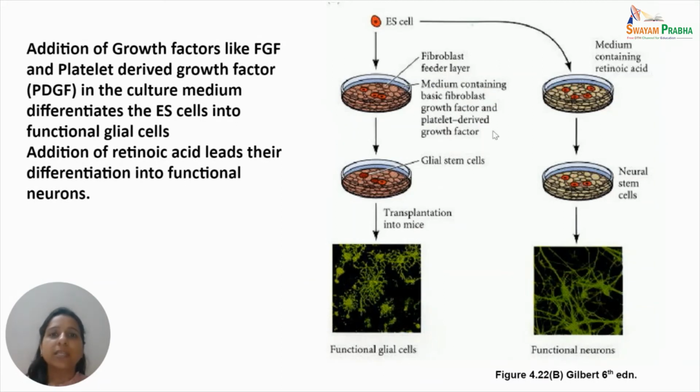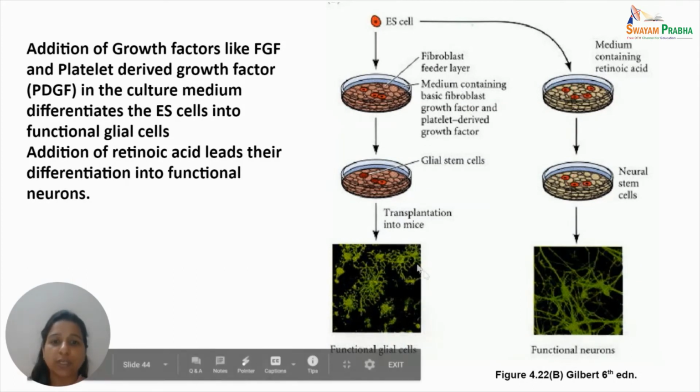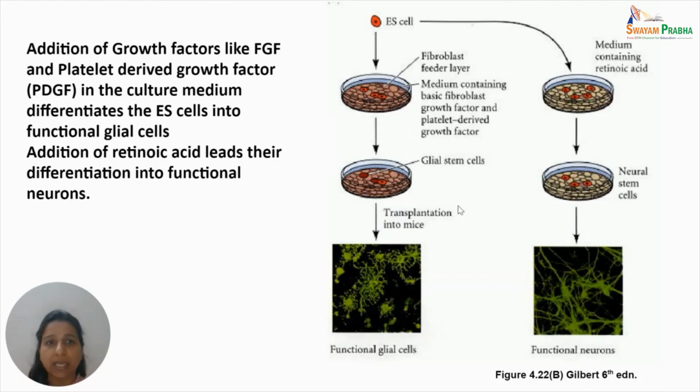Now, if there is some addition of growth factors like fibroblast growth factor FGF or platelet-derived growth factor PDGF in the culture medium, then the embryonic stem cells are able to differentiate into functional glial cells, as has been seen experimentally. If retinoic acid is added to the medium, it leads to the differentiation into functional neurons. So that means addition of different culture factors or different growth factors to the culture medium allows the embryonic stem cells to form different types of cells by differentiating differently.